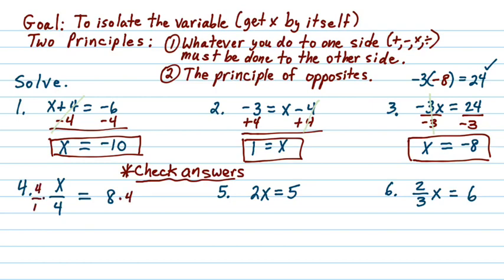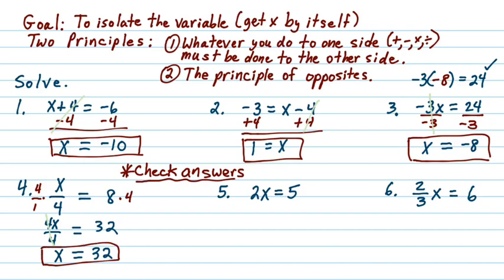All right, so on number 4, we have division by 4, so we'll do the opposite and multiply each side by 4. X over 4 means x divided by 4. That's why we're multiplying, doing the opposite on each side. When we multiply fractions, we multiply across. So we'll have 4x over 4 on the left, and on the other side we get 32.